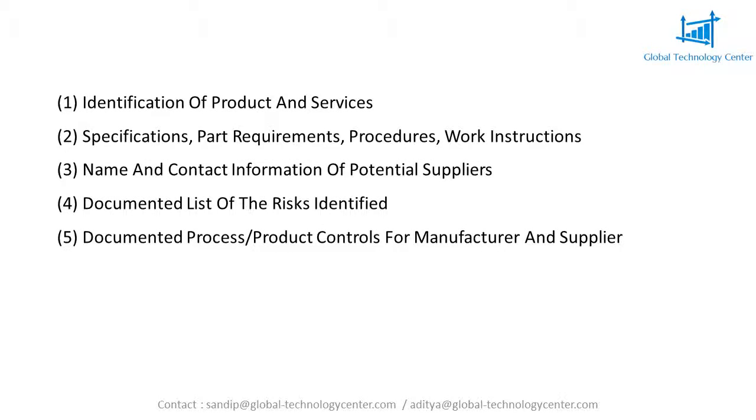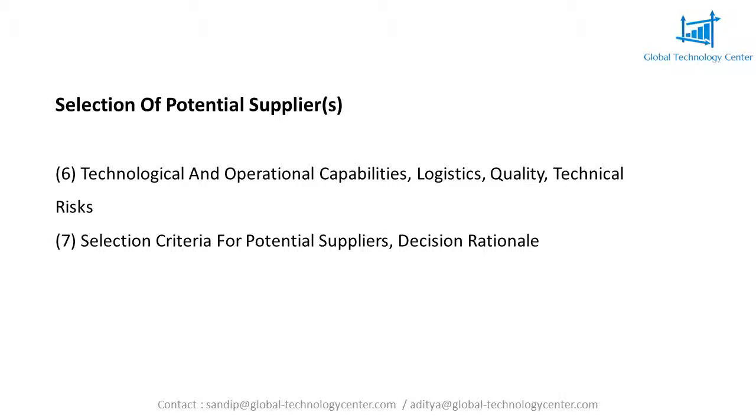We will maintain and share with you the objective evidences like identification of product and services, specifications, part requirements, procedures, work instructions, name and contact information of potential suppliers, documented list of the risks identified, documented process, and product controls for manufacturer and supplier. Selection of potential supplier based on technical competency and experience in respective domain.